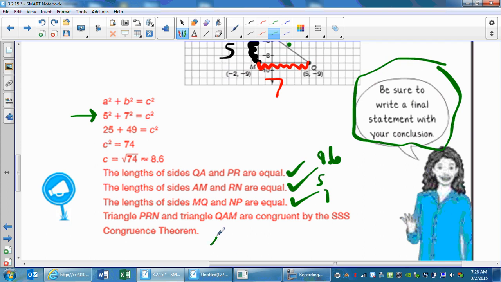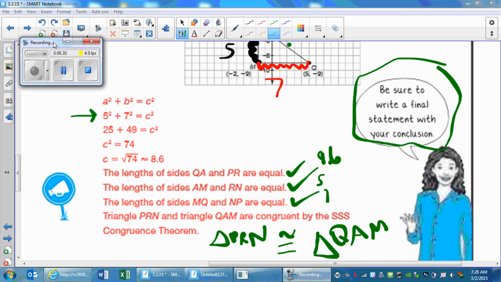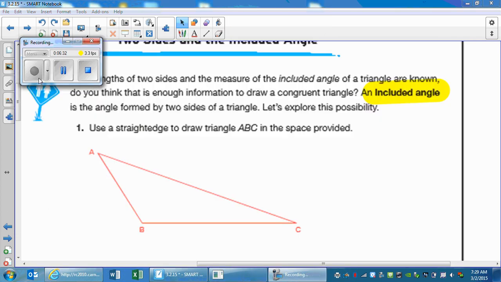Another way we could have written this was triangle PRN is congruent, remember this symbol from last week, to triangle QAM by the side-side-side congruence theorem. So pause this and make sure you get all of this written down. Okay, let's move on.